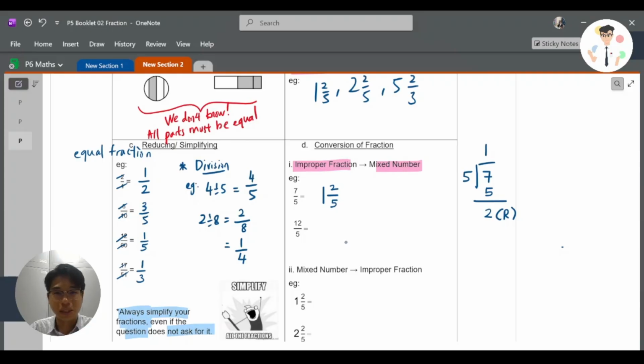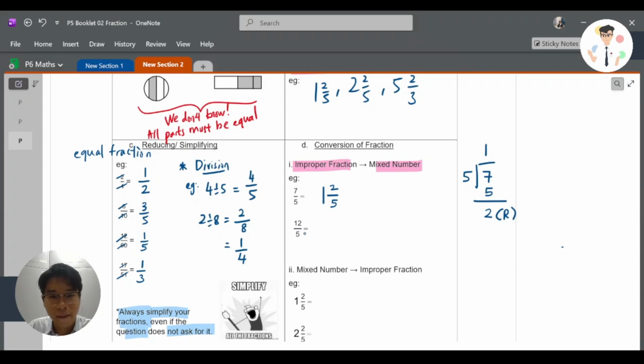But of course, if you want to make it faster, that you don't want to do all these steps, means that you must be very good with the multiplication table. Now, example, I want to change this 12 out of 5 into a mixed number. How do I do so? Of course, I can do the same thing here. But what I also can do is like this.